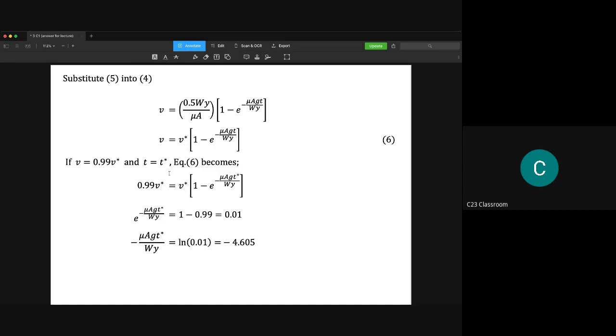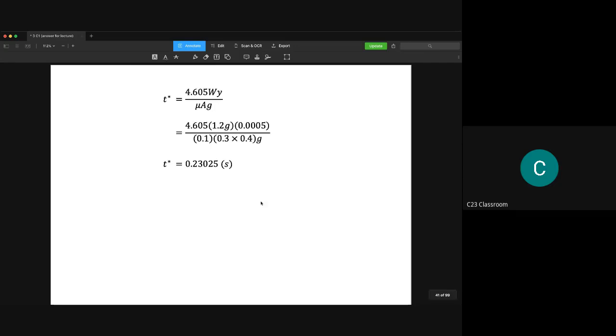So we substitute into equation 6 here. And then we rearrange. Okay, we could solve the equation here. And finally, we could calculate the value of t star. It's actually this equation. We substitute all the values and then we get that t star is equal to 0.23025 seconds.